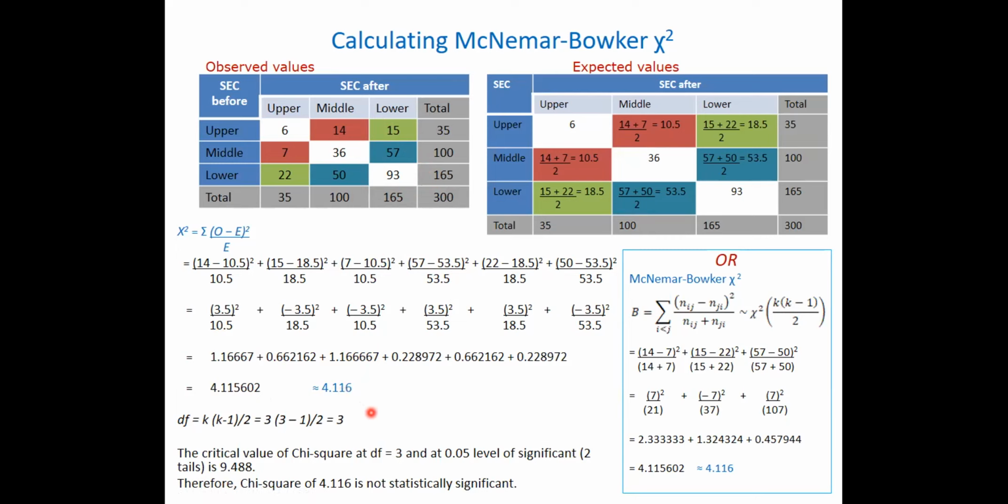So now the degree of freedom here, we have already said, is k times k minus 1 over 2. K means 3 here. 3 times 3 minus 1, 3 minus 1 is 2, 2 times 3 is 6, divided by 2 gives you 3. The degree of freedom is 3. So of course, you know that this chi-square is not significant, because the critical value for the chi-square at degree of freedom 3 at the 0.05 level of significance is 9.488. So the calculated chi-square is far, far below. So there's no association. The chi-square is not statistically significant.